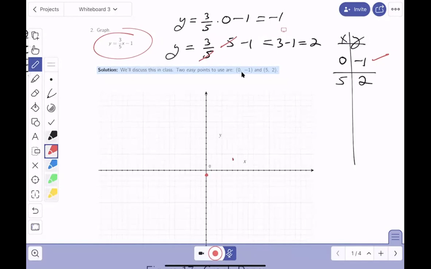Right, so I have to count 5 and up 2, right? All right, let me point out what I just did. 1, 2, 3, 4, 5, and up 2. That's what that says over there. So what I'm going to do now, I'm going to draw my line through this. And again, I'm not looking for great artwork.